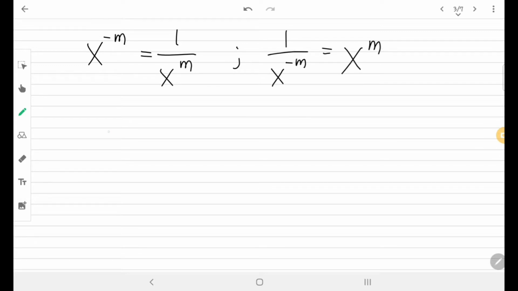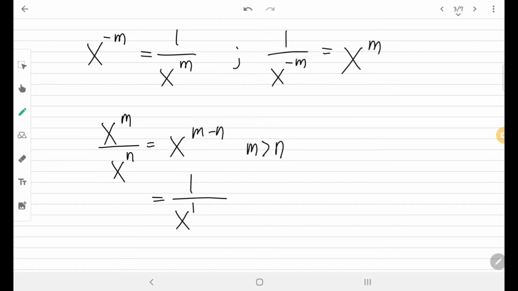So, ulit natin yung sa quotient rule. Kasi sabi sa quotient rule, x raised to m over x raised to n is equal to x raised to m minus n, where m is greater than n. Ang mangyayari, 1 over x raised to n minus m if m is less than n. So, remember, magsasubtract kasi dapat sa mas mataas. And unfortunately, dahil nga nagsubtract sa mas mababa, kaya nagkakaroon ng negative.